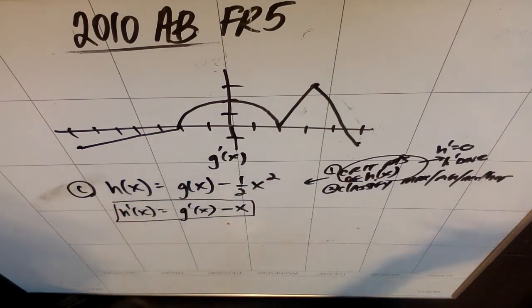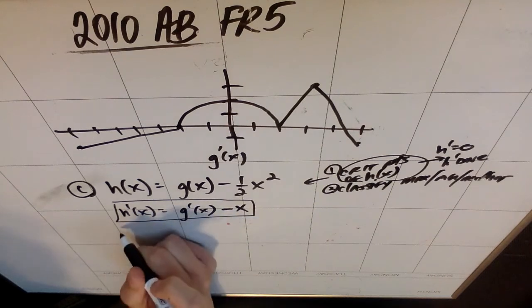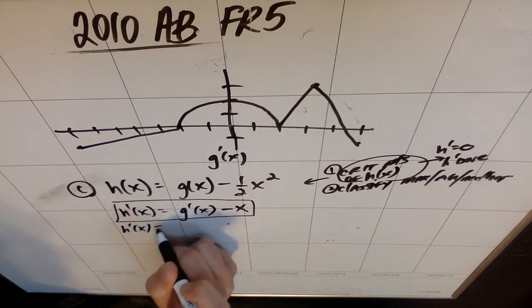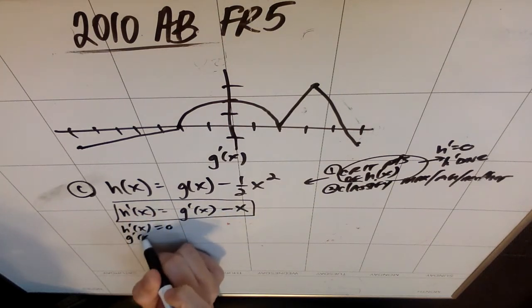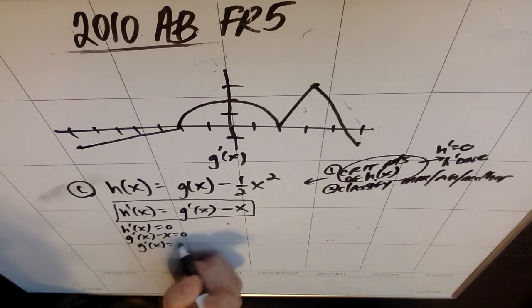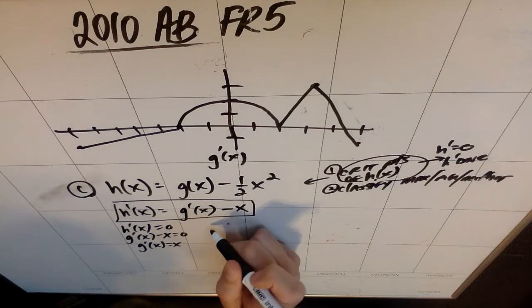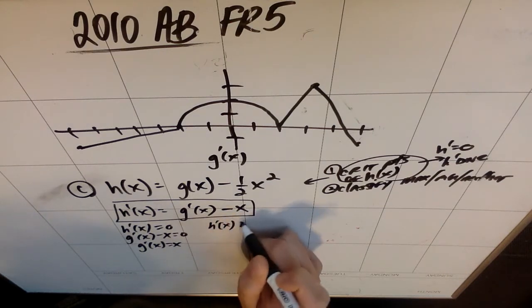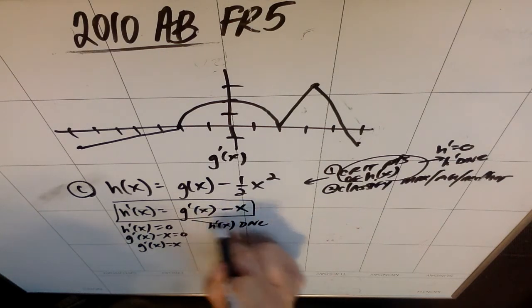Now, the first thing to notice about these kinds of critical points: I could have a critical point when h prime is 0, which would be when g prime of x minus x is 0, which is essentially when g prime of x equals x. And we'll deal with that in a sec. Or I could have critical points when h prime of x does not exist. But that's not an issue here.